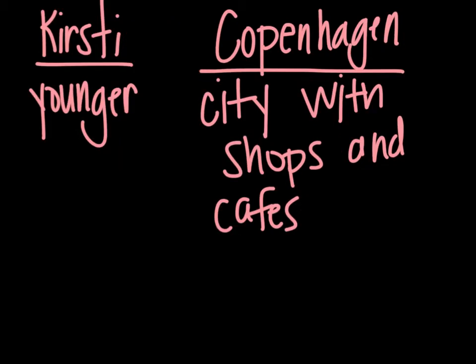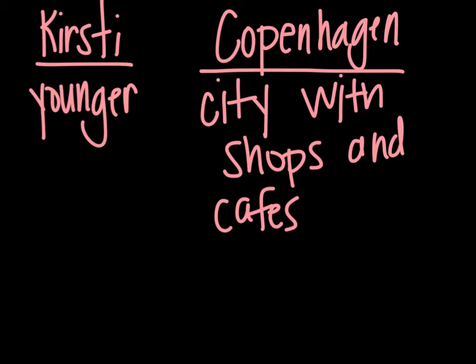You and your reading partners should have added a note about Kirsty and that she was younger, and that the city that the story took place in is Copenhagen, and you may have even added that it was in the northeast side of Copenhagen, and it's a city with shops and cafes, and you could have added to Ellen's that she had dark hair and that Anne-Marie had blonde hair.